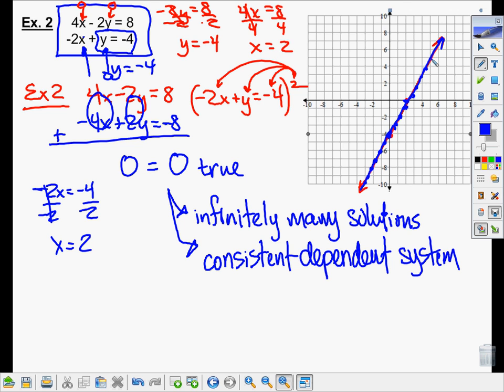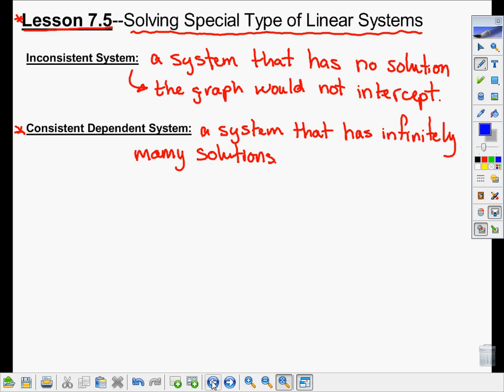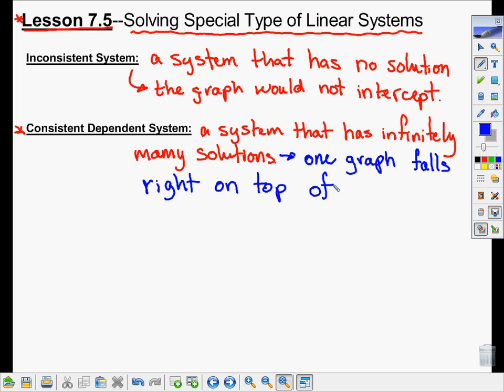So if we'll jump back to that first slide, what will the graphs look like in a consistent dependent system? It will be that one graph falls right on top of the other graph. And every point on each line gives you a solution. That should be enough that you'll be able to work on your assignment that you'll see tomorrow.